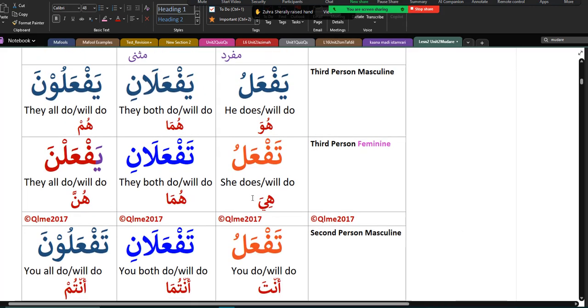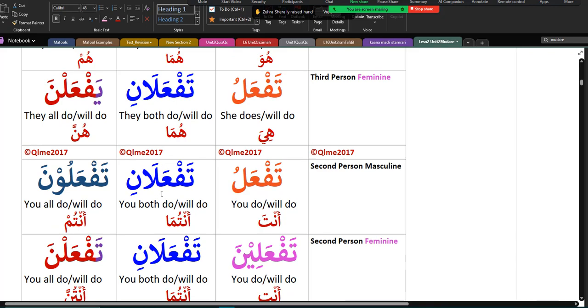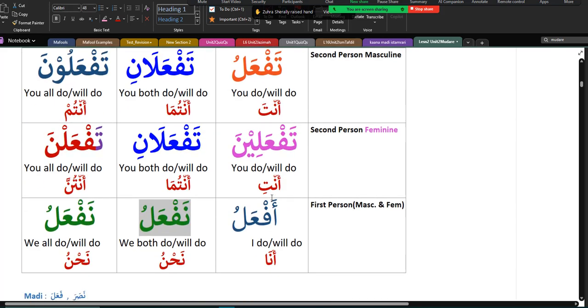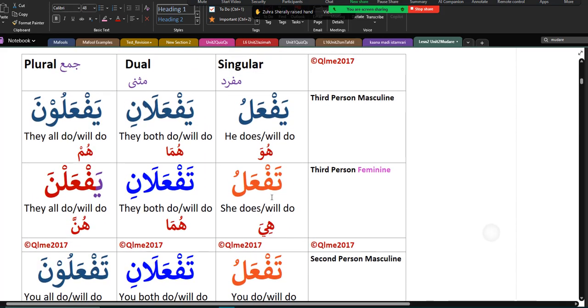You just have to remember that taf'alani is 3 times here. If it is nasara yansuru, it's going to be tansurani or tadribani. It's going to be the same. And taf'alu will be the same, and naf'alu will be the same. So you just have to remember a few things.